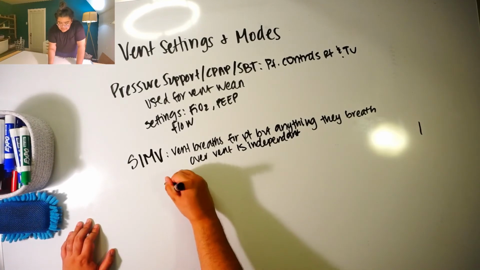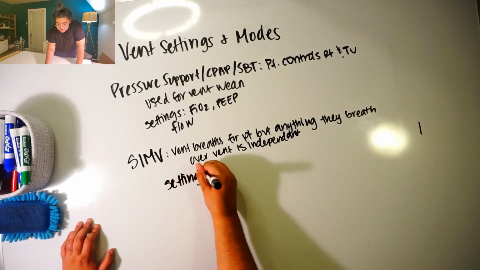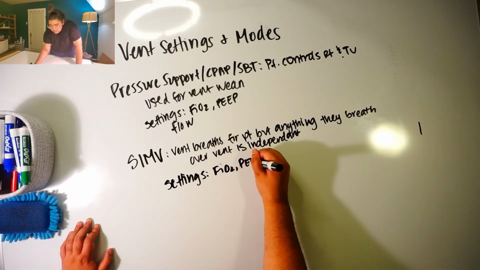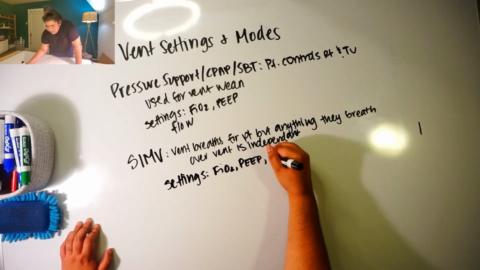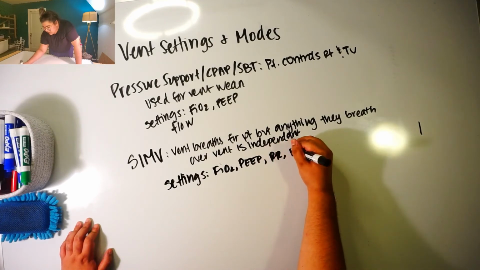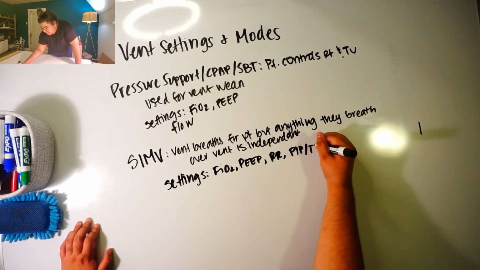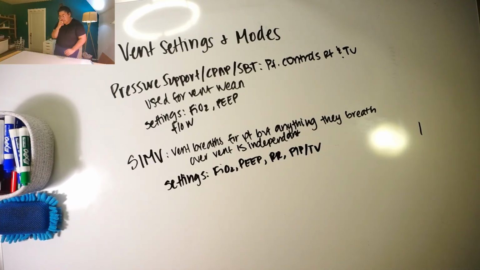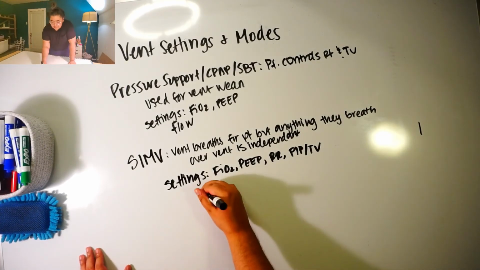So basically your settings are the same. So you have your FiO2, your PEEP, you have your respiratory rate, you have your PIP or your tidal volume, but anything above that, so say they come out, because usually you're going to see these in your post-op patients.